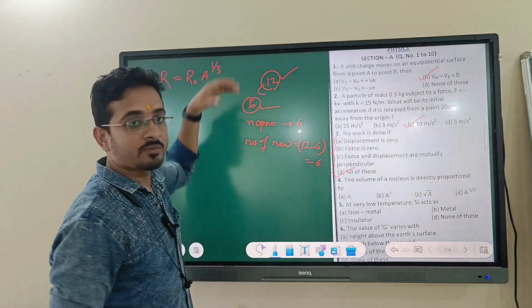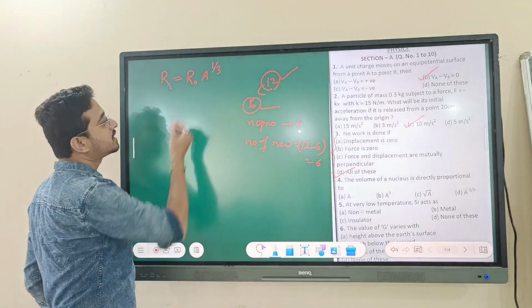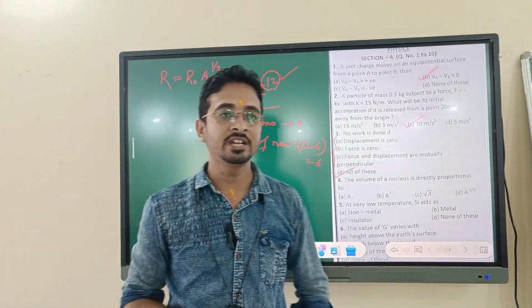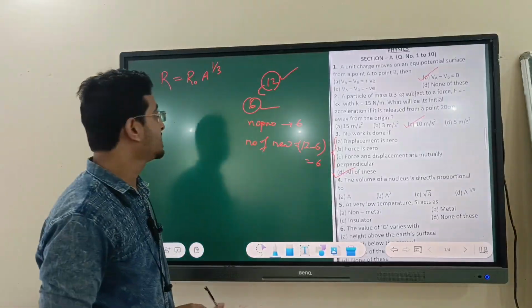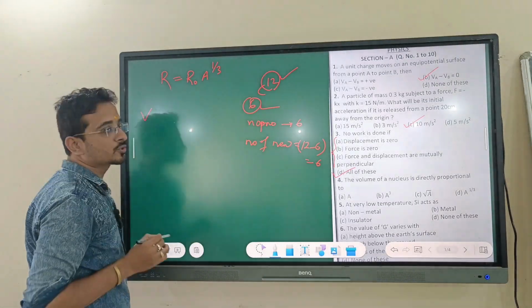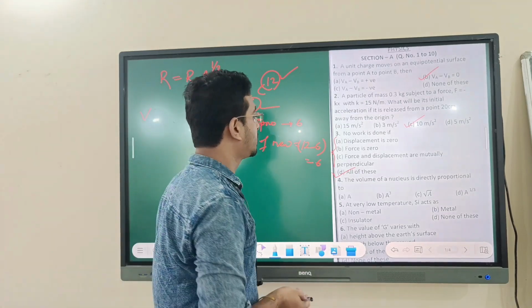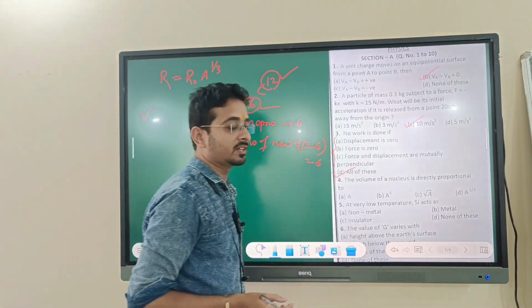So this is the basic formula for the radius of any nucleus. R equals R0 A to the power 1/3. R0 is 1.2 Fermi, that is the radius of the hydrogen nucleus, and A is the mass number. If I take the nucleus to be spherical, it may be oblate or prolate in shape, but here I am considering it to be a spherical body.